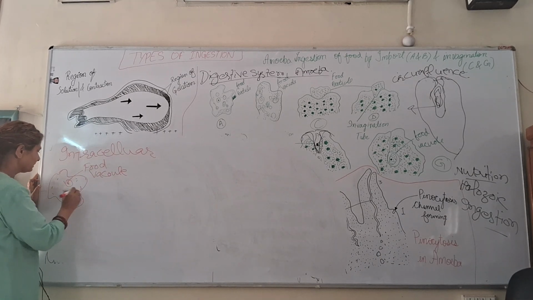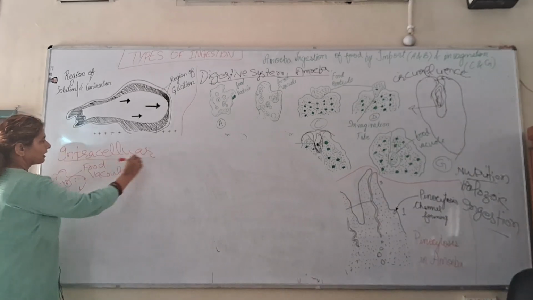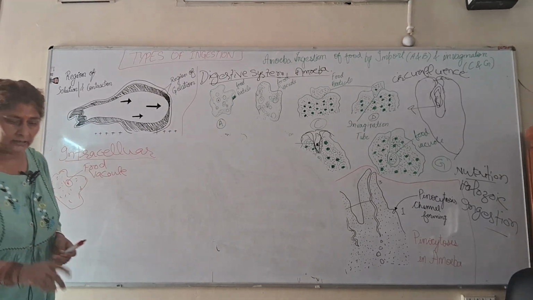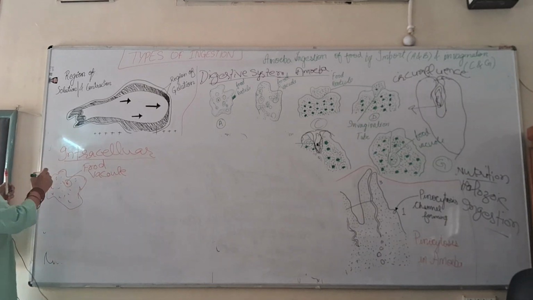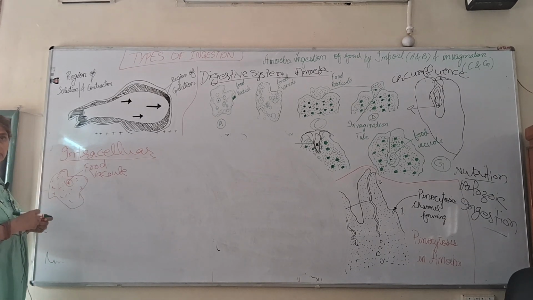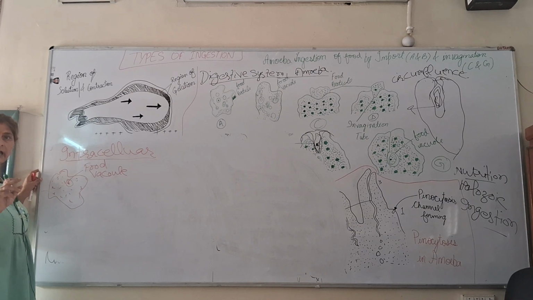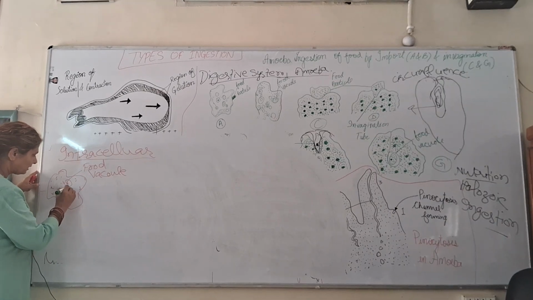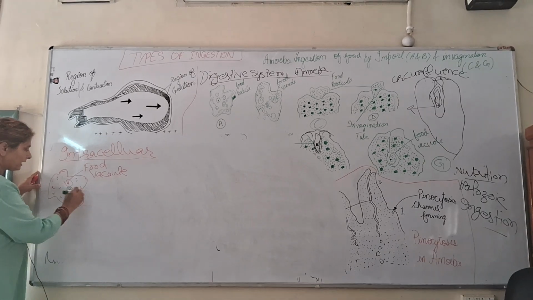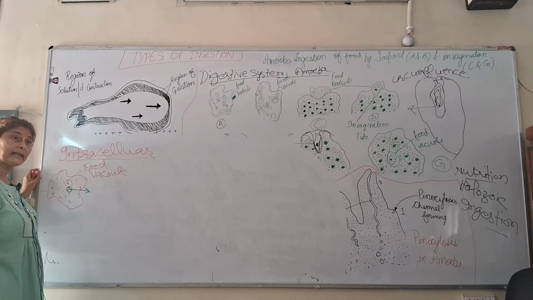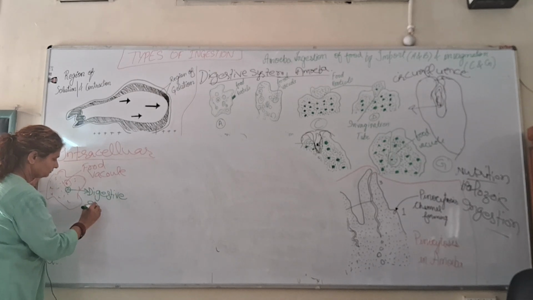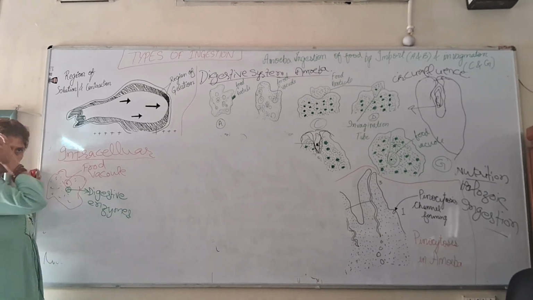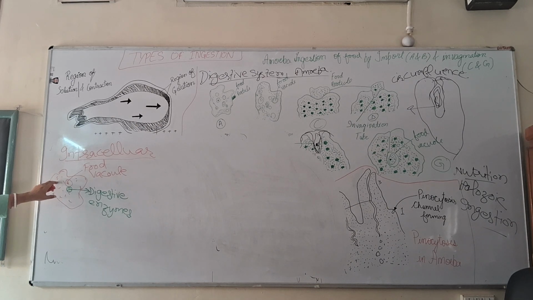And no doubt there is cytoplasm. Digestion is intracellular, meaning inside the cell. Digestion takes place inside the cell. How does this take place? It takes place with the help of lysosomes. Now you can see the lysosome. This lysosome contains digestive enzymes. Have you understood? Yes. Near the food vacuole, the lysosome appears.